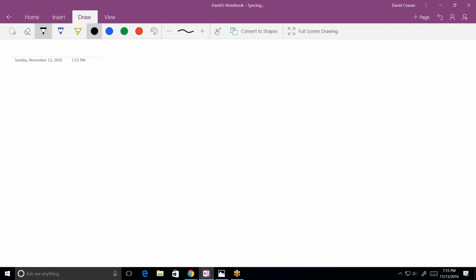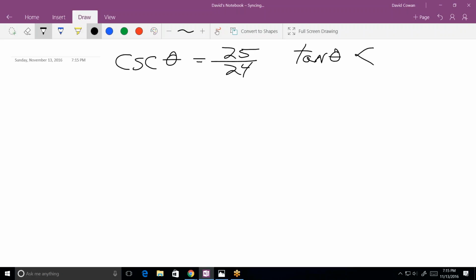Okay, I'll just read you the problem because it's partly words. So if the cosecant of theta equals 25 over 24 and tangent of theta is less than 0, then we have to determine the cosine of theta divided by 2.